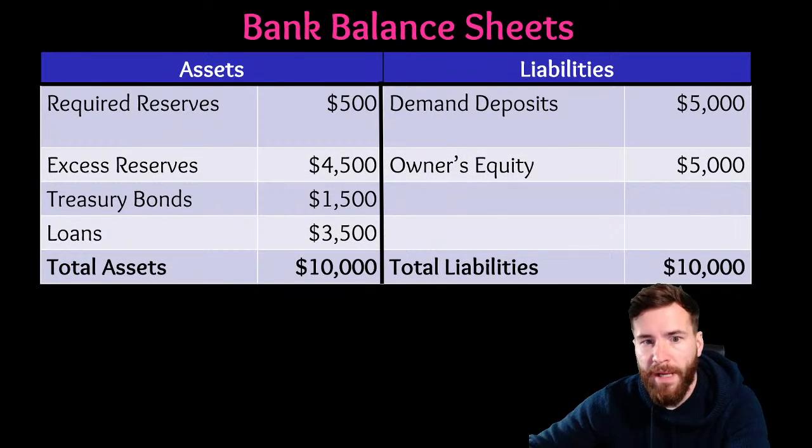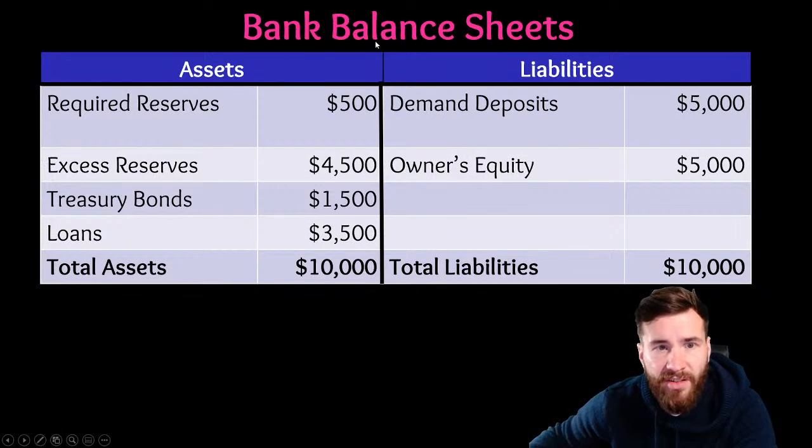All right, so here's what a bank balance sheet looks like. We've got assets and we've got liabilities. Assets is what the bank owns. Liabilities is what the bank owes. These are always going to balance.